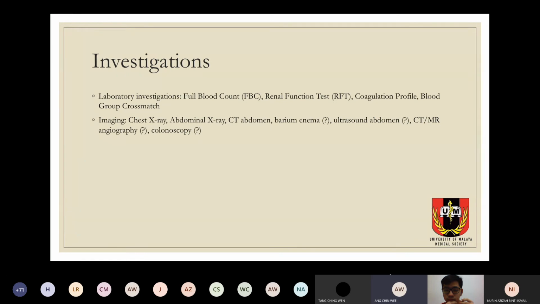You can only do plain X-rays. You don't have a CT abdomen and pelvis. So what do you do? So it goes back to your plain X-rays, whether it gives you any clues. And again, it goes back to your clinical history and examination. Do you think this patient has any evidence suggestive of peritonitis, perforation, that you need to do an operation rather than wasting time doing investigation? So you have to make that judgment.